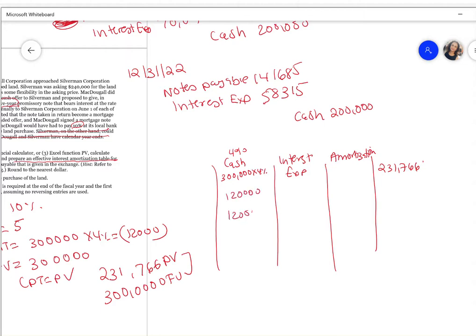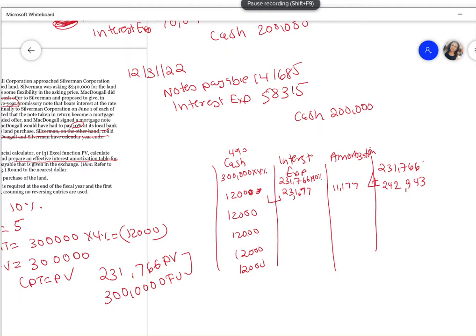Over the 5 years, the cash amount does not change. So you're going to have 5 payments: 0, 1, 2, 3, 4, and 5. My interest expense will always be calculated using the carrying value. My market rate or yield rate is 10%. So then I can calculate my interest, which is 23,177. The difference between those two is what we reduce from our amortization. Since it's a discounted bond, we are going to be adding it. I need to add the amortization to the carrying value. So let's see what the number is.